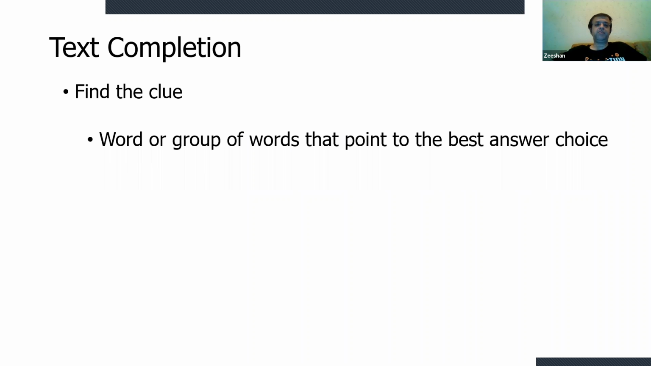When you are doing text completion, there are 3 things that you need to keep in mind. The first one is always look for a clue. And what's a clue? A clue is a word or group of words that point to the best answer choice. If there is no clue, then there is no way for us to arrive at the correct answer. For instance, if I give you a statement that says Ahmed is a blank boy, what is going to go in that blank? Ahmed can be a good boy. Ahmed can be a bad boy. But if a clue is given to you after the statement that says Ahmed is a blank boy, he takes care of his parents, this is the clue.